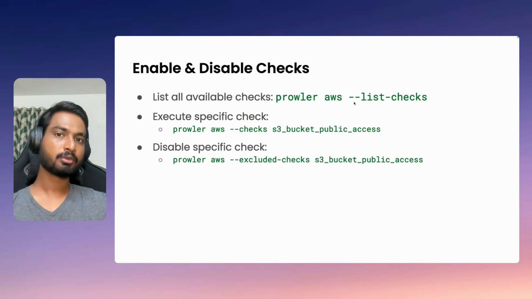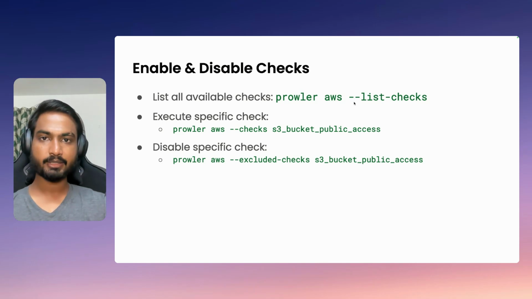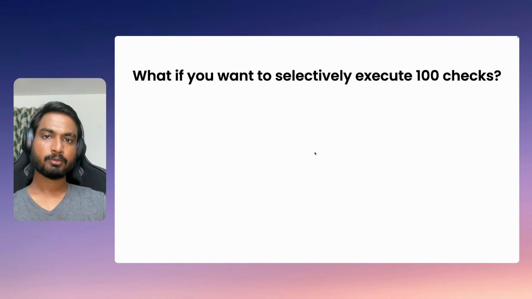And there's an option to do the exact opposite. For example, if you want to exclude certain checks and execute all the others, then you can use the option --excluded-checks. So now there's a question for you. Prowler comes with 300 plus checks that get executed by default. What if you need to selectively execute 100 checks? You can pause the video for now and think about it.